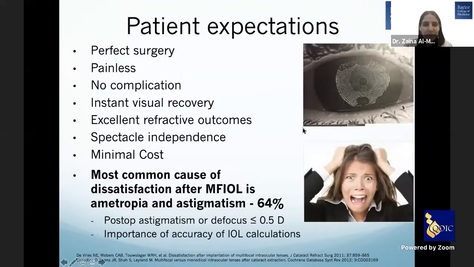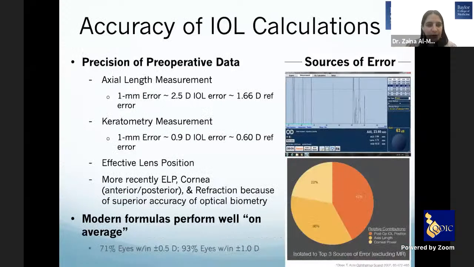As we know, patient expectations have skyrocketed. They want the perfect surgery, they want excellent refractive outcomes, and they want minimal costs. A recent study showed the most common cause of dissatisfaction after multifocal IOL is ametropia and astigmatism. So no matter how much we talk about all of these other things, the accuracy of IOL calculations is important. So precision of preoperative data, basically garbage in, garbage out.